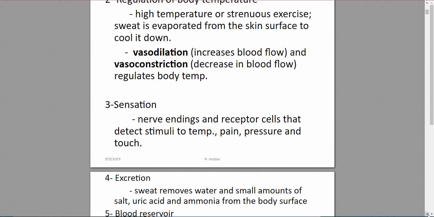So when we vasodilate, the diameter of the blood vessels enlarges, and therefore a lot of blood passes through, increasing blood flow and therefore helping in cooling by losing the heat from the blood. Then we talk about the vasoconstriction.